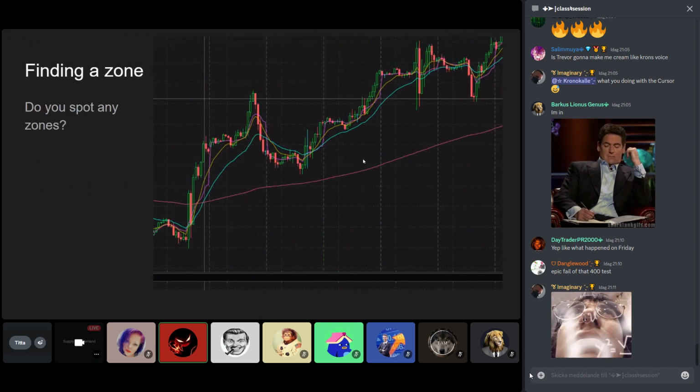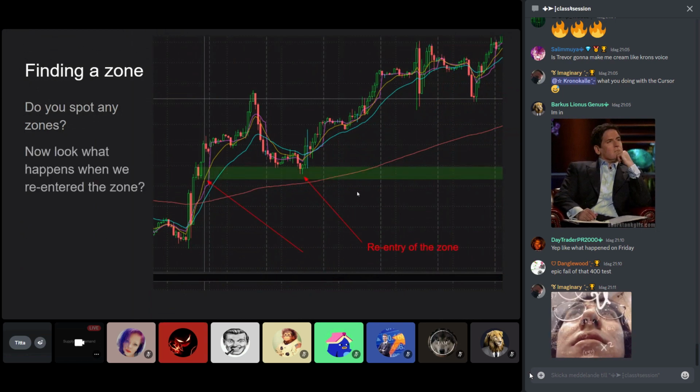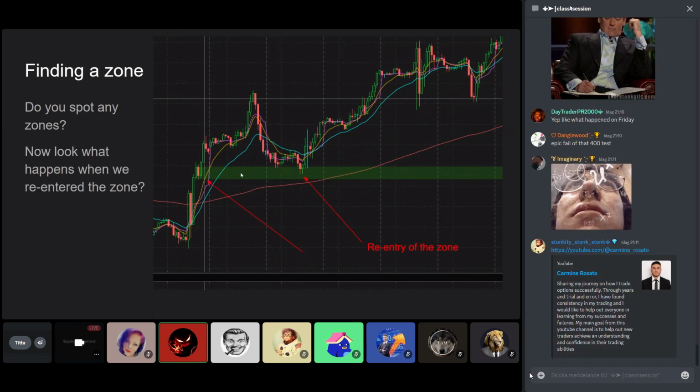So here's going to be my first example. If we're just looking at a blank chart, the only thing on here is some EMAs and VWAP. Do you guys see any zones? All right, so now I was specifically looking for a demand zone here. So here I marked out this zone right here. A demand zone was formed. You actually see there's a rally, a base, and then a rally. You can also find probably a few other zones, but I just thought this was a good one since it also shows the re-entry of the zone and it continued going up.